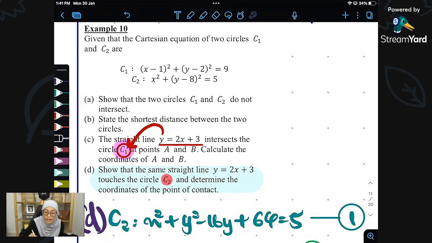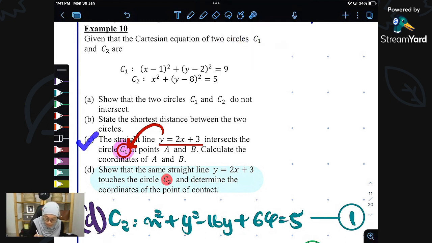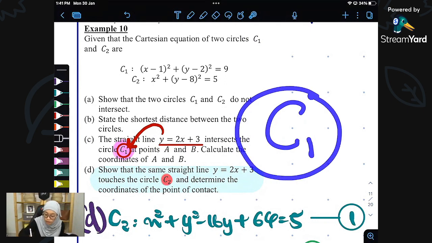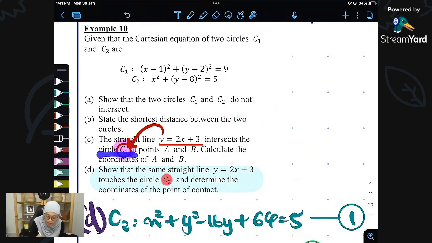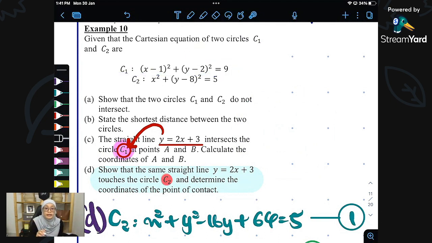Okay, just to remind you back that this question C, dia minta masukkan y equals 2x plus 3, this equation of line, subs into C1. I forgot to emphasize to you that we must only sub into the circle of C1. Sebab apa? Sebab dia yang kata dalam soalan, make sure you subs into the correct circle line. Okay, jangan suka-suka masuk equation line, suka-suka hati masuk, jangan.